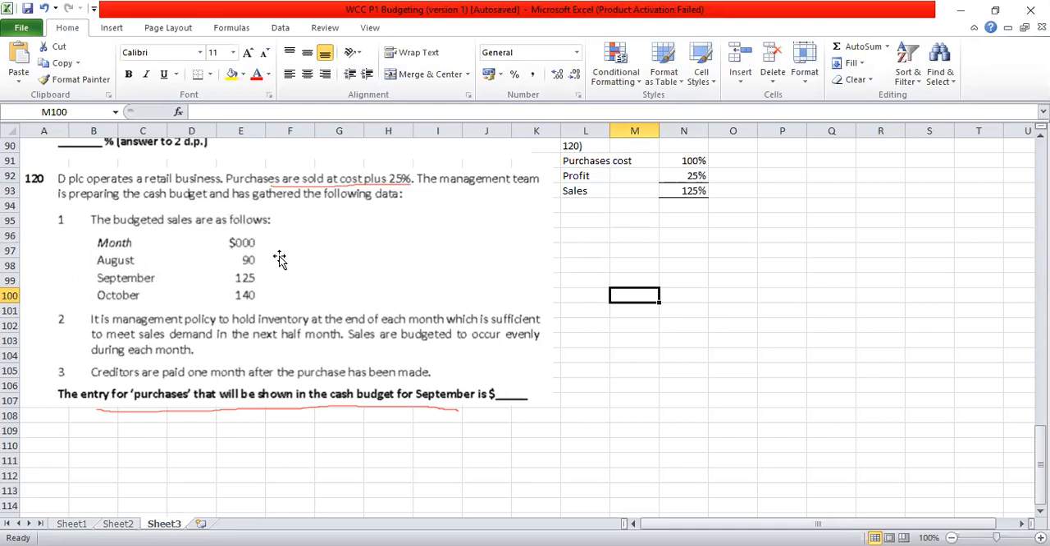The second set of information talks about the ending inventory, that's the closing inventory. The closing inventory policy is to hold inventory at the end of each month which is sufficient to meet sales demand in the next half month. So the next half month's sales will be taken as the closing inventory of each month. Let's write the policy about the closing inventory.